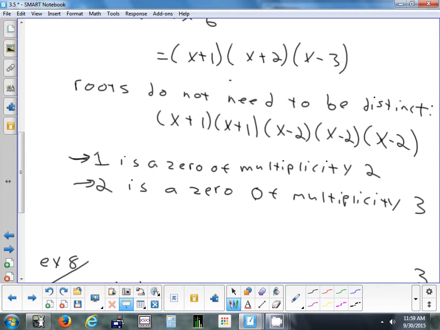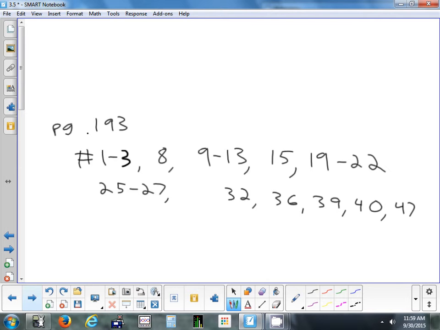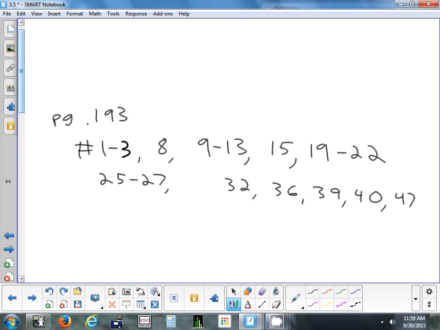Any other questions? All right. So the homework, it's on 193. It's 1 through 3, 8, 9 through 13, that says 15, 19 to 22, 25 to 27, and then 32, 36, 39, 40, and 47.